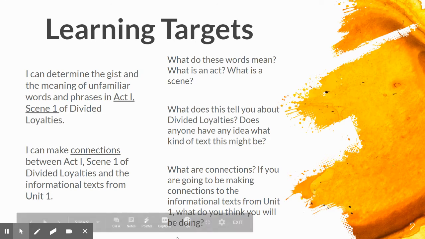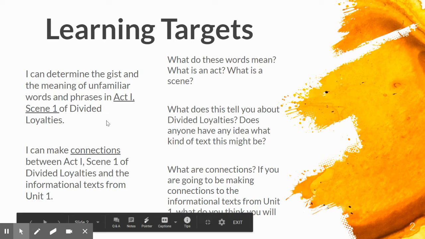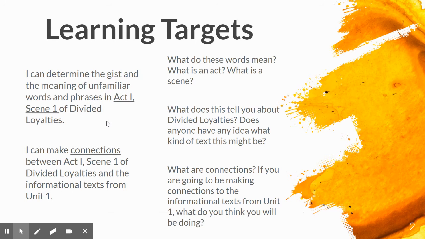So here are our learning targets. I can determine the gist and meaning of unfamiliar words and phrases in Act 1, Scene 1 of Divided Loyalties. And I can make connections between Act 1, Scene 1 of Divided Loyalties and the information from informational text from Unit 1. Okay, so looking at these underlined words, what do those words mean?